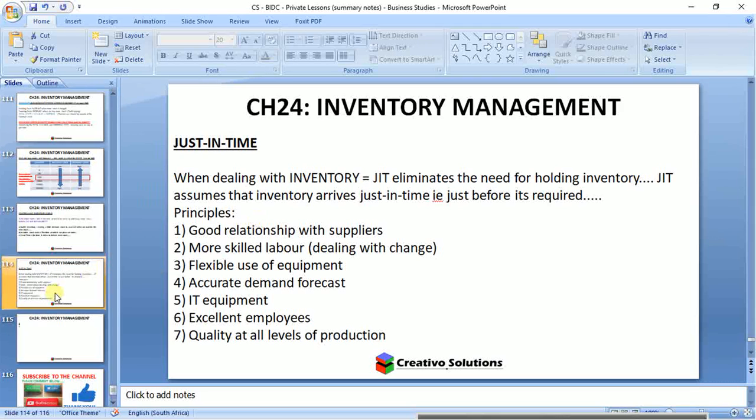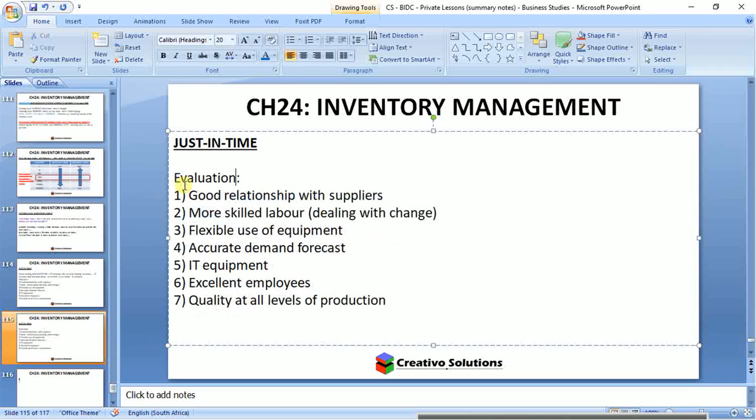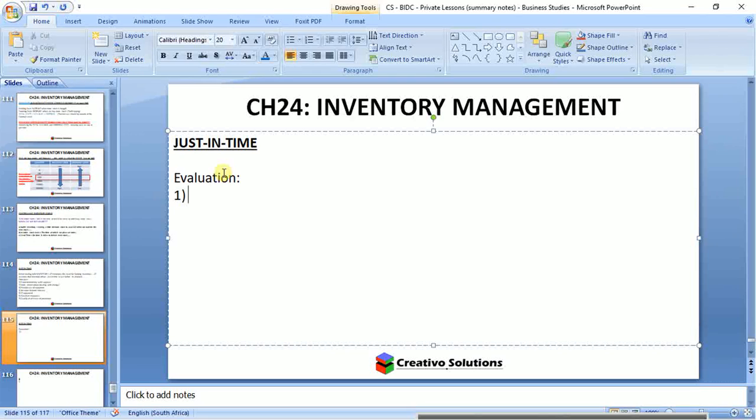I'm going to copy this slide and just put a different heading for this. Evaluation. There's only 3 points here. They said just-in-time requires a very specific organizational culture. So it doesn't work in all countries. It works in Japan, doesn't work in others. Right, because it's something that they've incorporated in their businesses, because they've got a lot of what they described here, so that can help them apply the system.